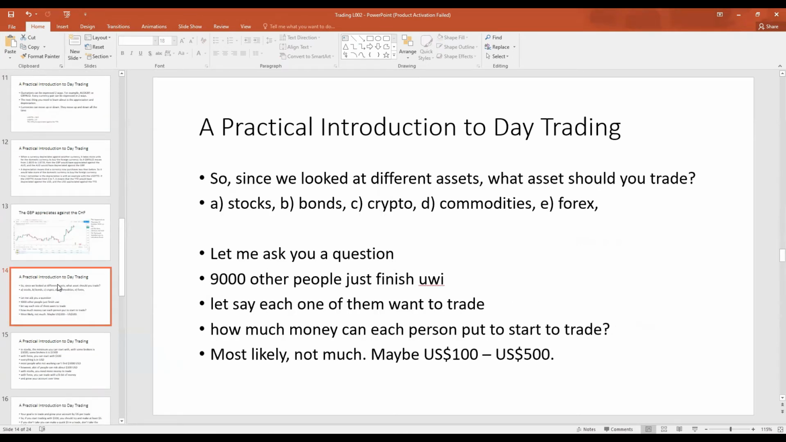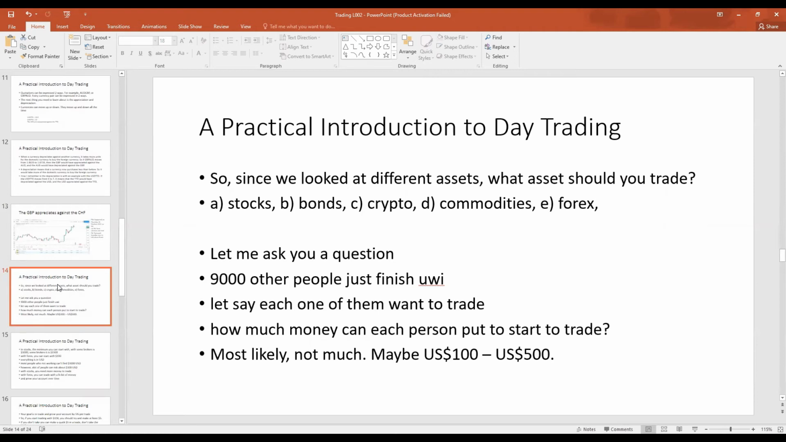So we're moving on. So we looked at different assets. We look at stocks, we look at bonds, we look at cryptocurrencies, we look at futures, we look at commodities, we look at forex. So let me ask you an important question. What type of asset should you trade?